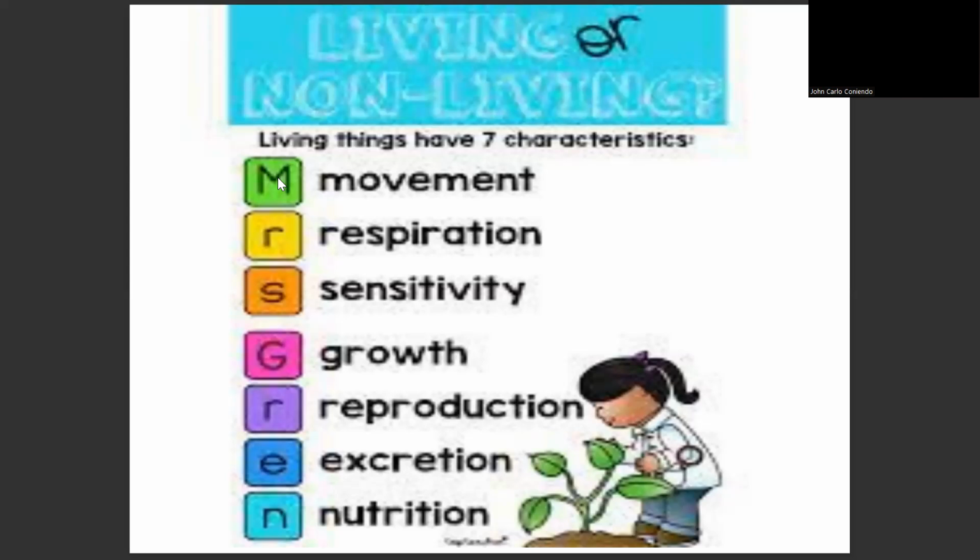So all living things are capable of reproducing themselves through sexual or asexual reproduction. E is for excretion. And the last, N, is for nutrition, meaning we need to take in nutrients or food in order for us to survive as living things.